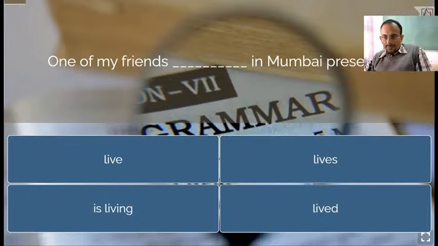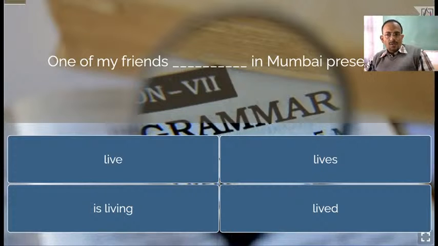But Tanvi, you are absolutely correct because see, the time adverbial presently is used. Okay, so if in a sentence you have time adverbials, then this becomes the hint for you to use a particular tense. So here in this example, presently is a time adverbial for which the sentence has to be in present continuous tense. Therefore, one of my friends is living is the correct answer.